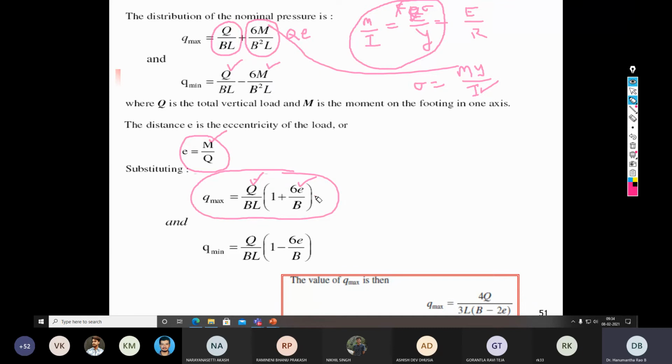So this equation can be used in two ways. If I know the eccentricity value, I can calculate the maximum and minimum bearing pressure beneath the footing. Or alternatively, if I know Q max and Q minimum, then I can calculate the allowable eccentricity. So either way it is useful.